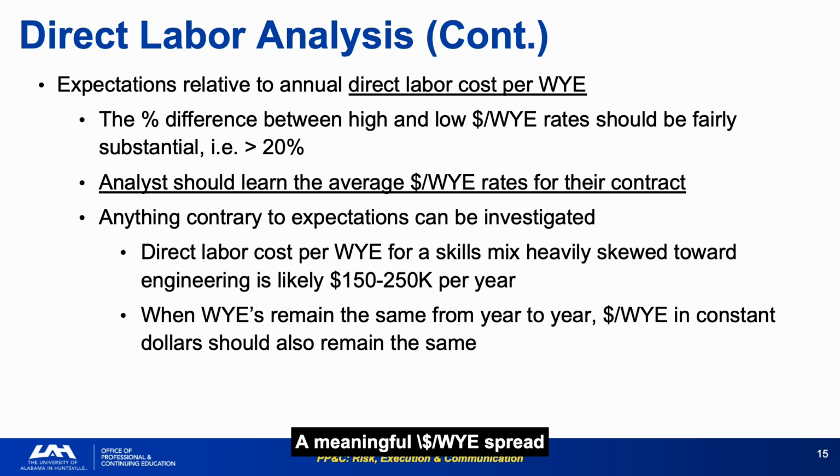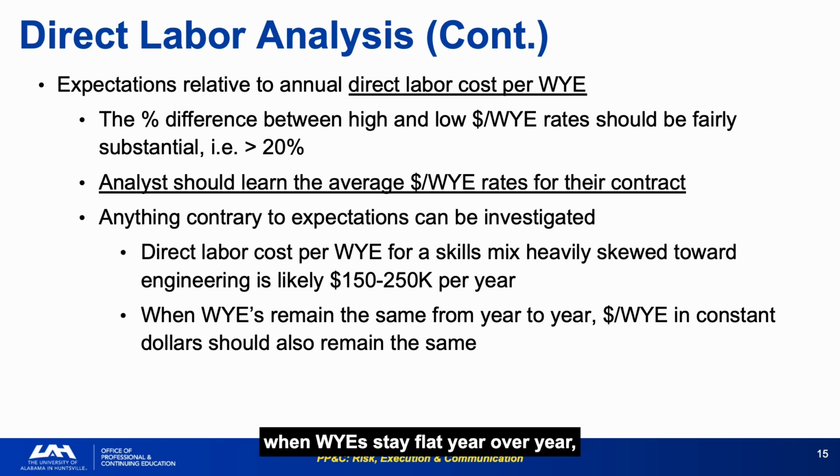A meaningful $/WY spread between high and low rates requires at least 20% variance. Below that, the skill mix is too homogeneous to explain much, and above that, a shift in mix becomes analytically significant. The range of $150,000 to $250,000 per WY for an engineering-heavy workforce is a practical benchmark if a contract is running significantly above or below that range. The question of why is immediate.